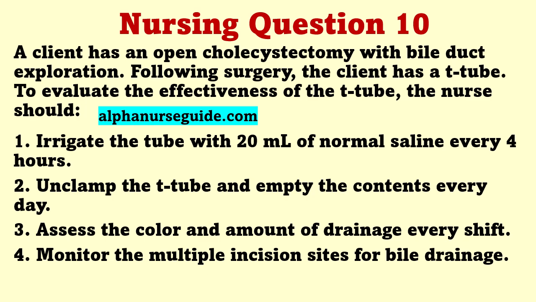The correct answer is 3. Assess the color and amount of drainage every shift. A T-tube is inserted in the common bile duct to maintain patency until edema from the duct exploration subsides. The bile color should be gold to dark green, and the amount of drainage should be closely monitored to ensure tube patency. Irrigation is not routinely done unless prescribed using a smaller volume of fluid. The T-tube is not clamped in the early post-op period to allow for continuous drainage. An open cholecystectomy has one right subcostal incision, whereas a laparoscopic cholecystectomy has multiple small incisions.